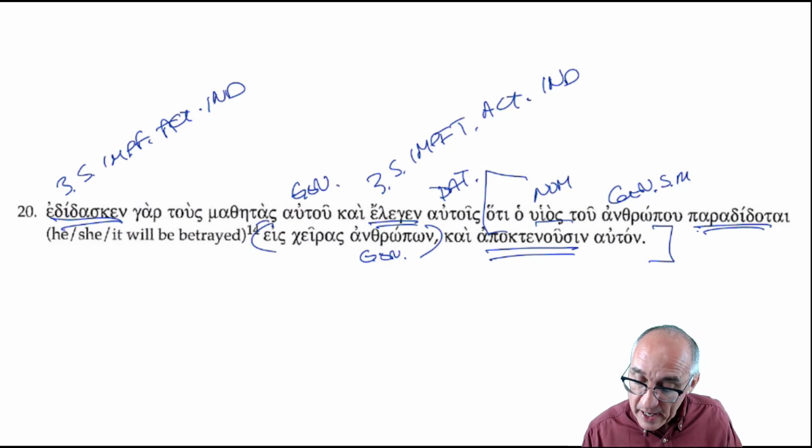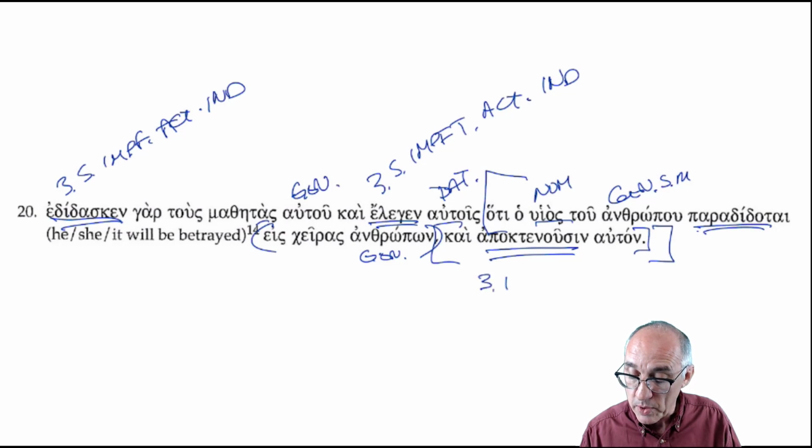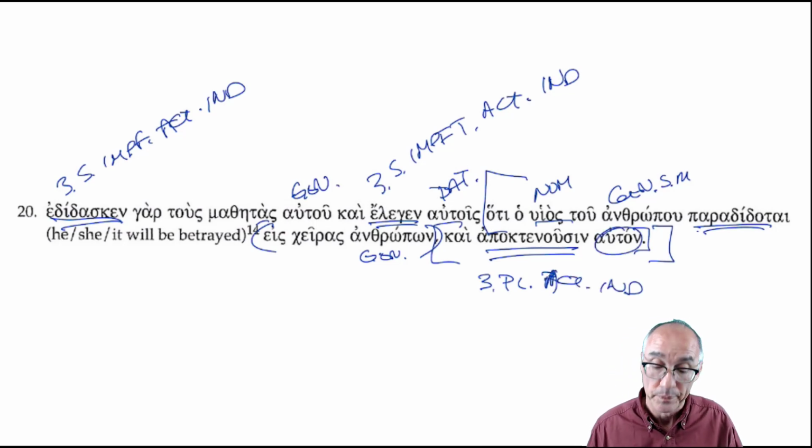And this is they will kill him. So they will kill him. Just a new sentence, a new section within a section. Third person, plural, active indicative. And there's your direct object for that.